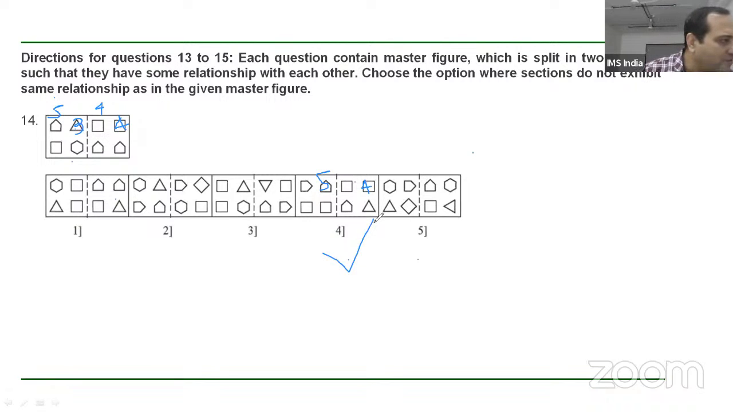And I think almost everyone got it correct. Very good, guys. Very good. Chalo, then let's move on to the next question.